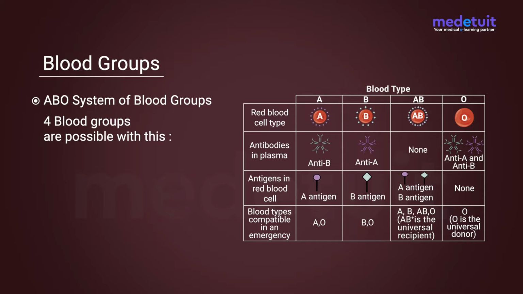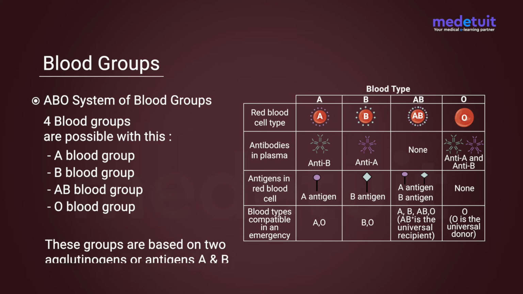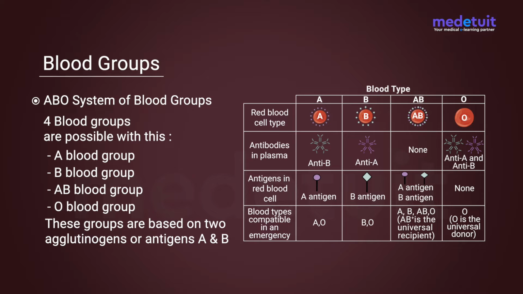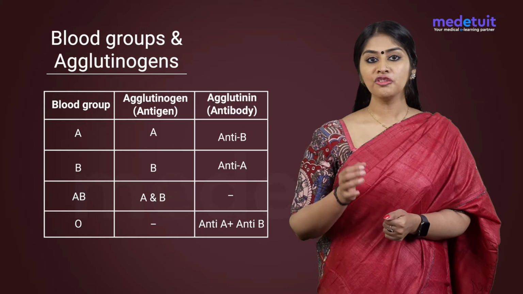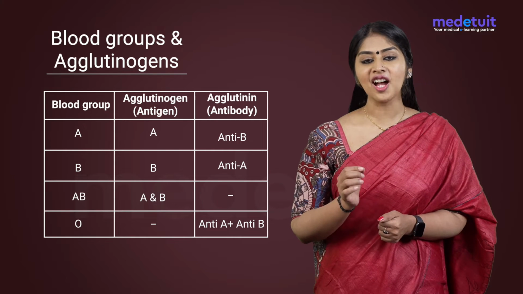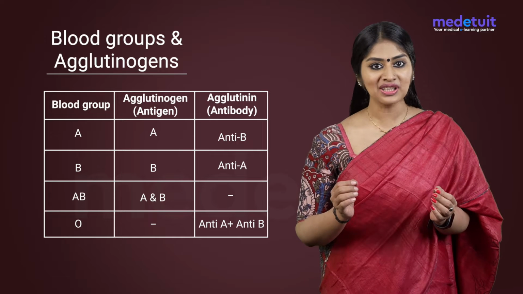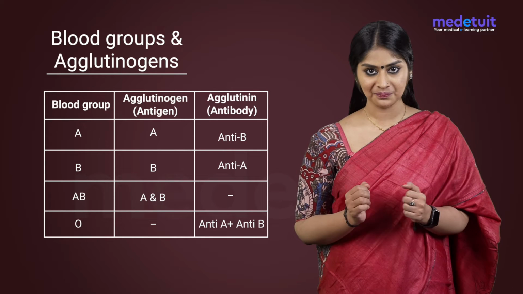So 4 blood groups are possible with this. That is the A blood group, B blood group, AB blood group and the O blood group. It is based on 2 agglutinogens or antigens, A and B. So if an individual has the blood group A, you can see that their RBC is provided with agglutinogen A and the plasma will contain agglutinin B.